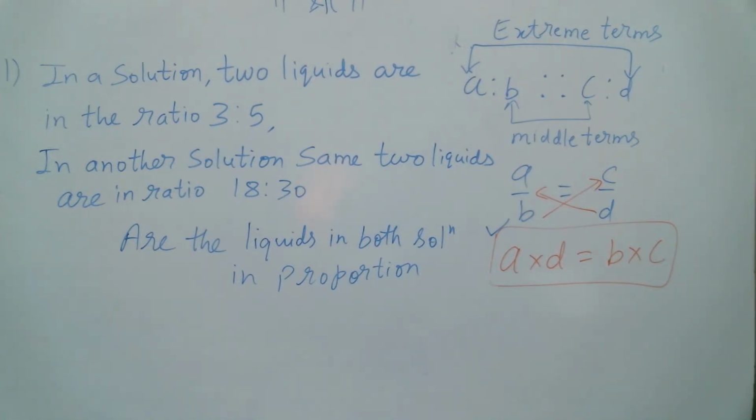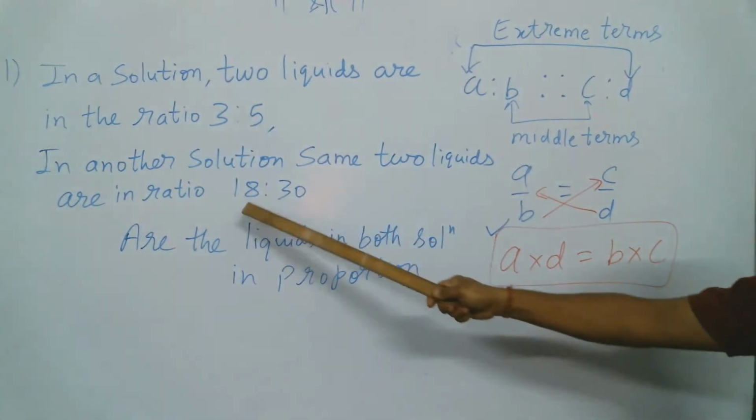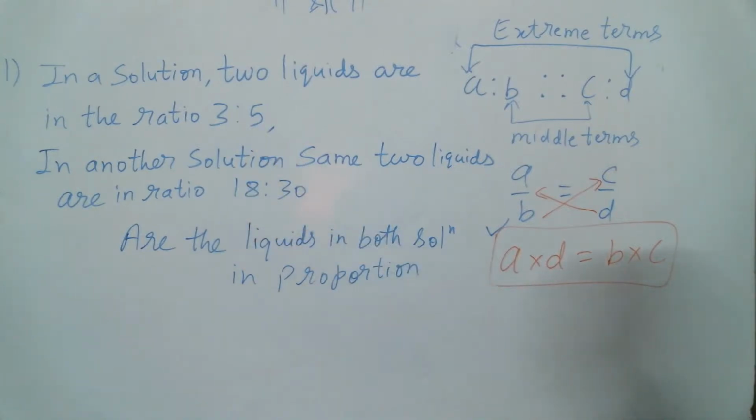There are two solutions we are talking about. In one of the solutions, we have been given the simplest form. In another solution, 18:30 is given. So, are the liquids in both solutions in proportion? So, 18/30, by what number do you divide it to make it into the simplest form?